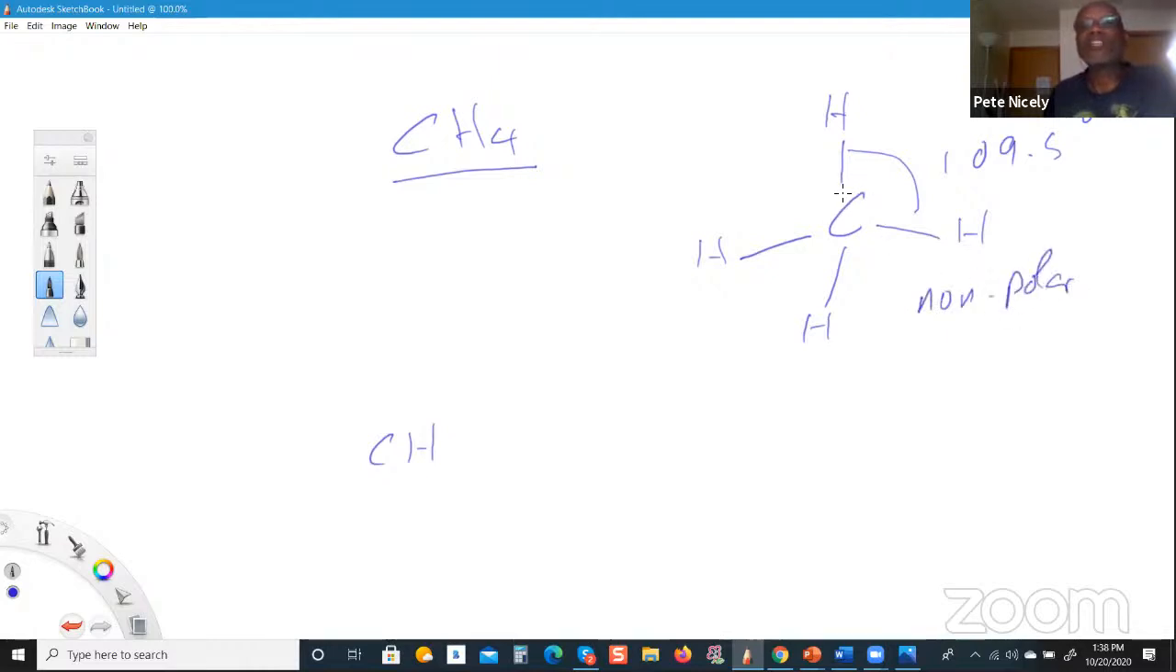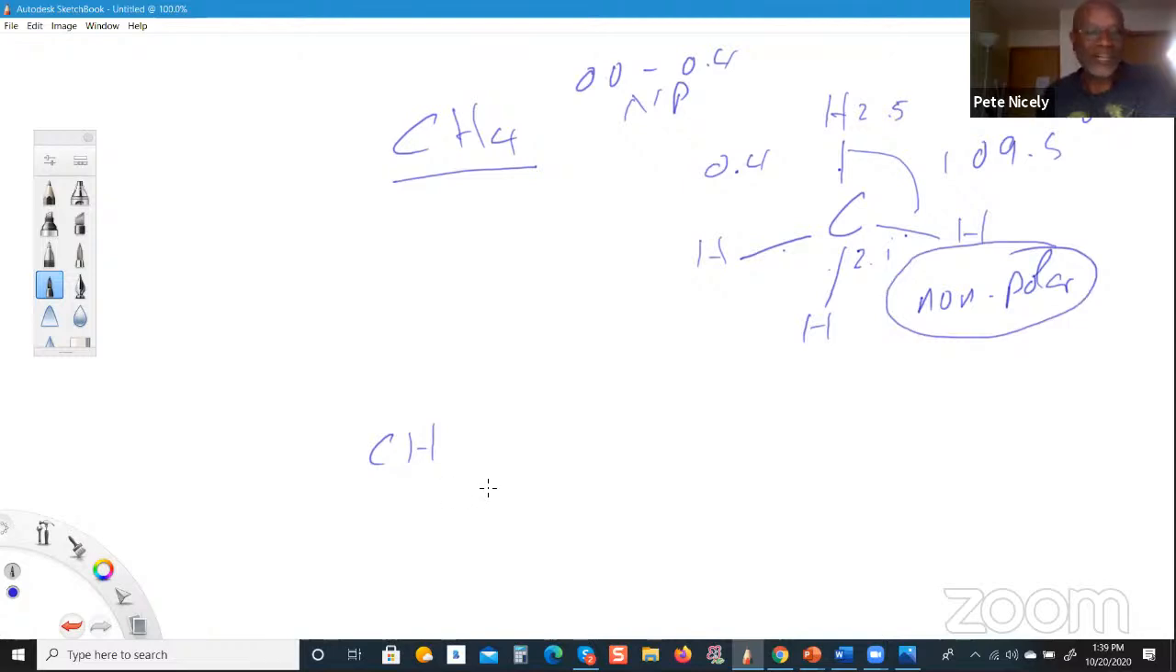and the reason is that each of these bonds is essentially non-polar. The carbon to hydrogen bond, if I remember correctly, carbon has an electronegativity value of 2.1, and hydrogen is 2.5. So the difference would be 0.4. Remember we said that if the difference in electronegativity is between 0.0 and 0.4, then we're talking about a nonpolar bond. So this bond is nonpolar, that bond is nonpolar, which means that the molecule itself is nonpolar.